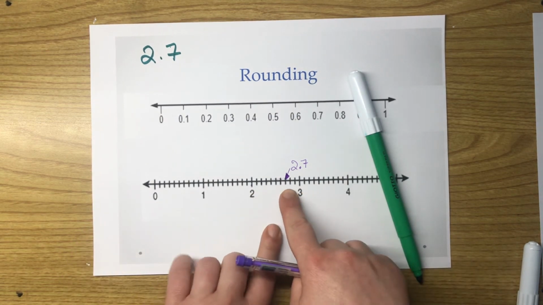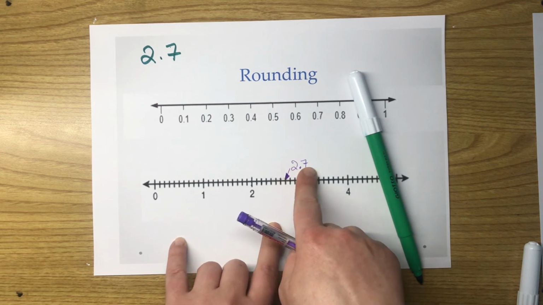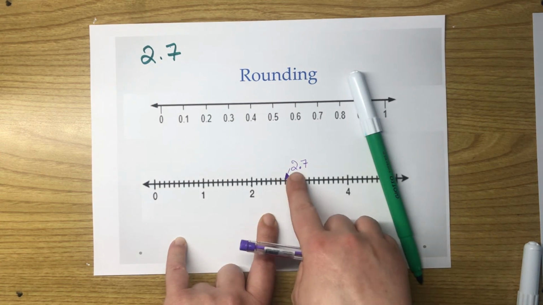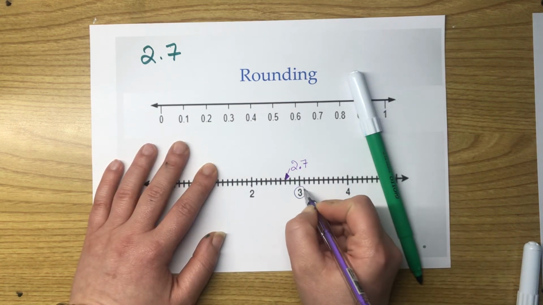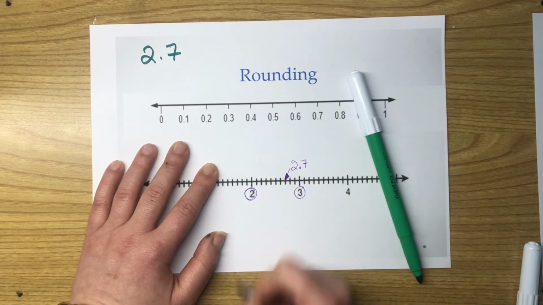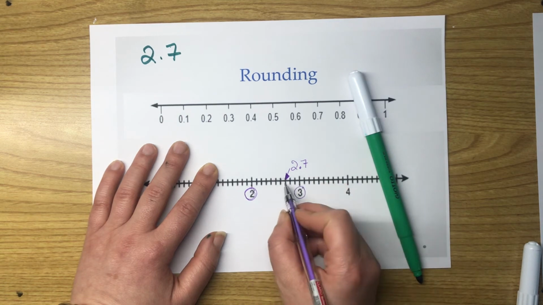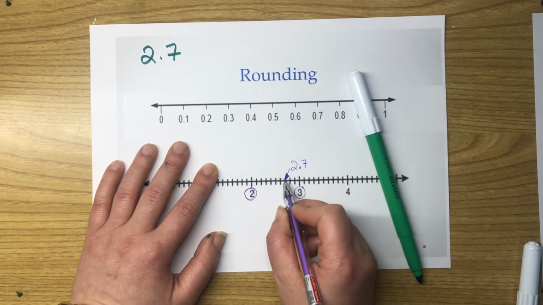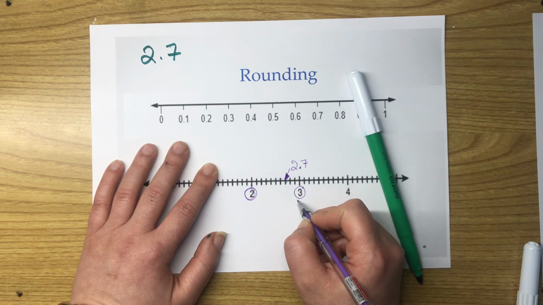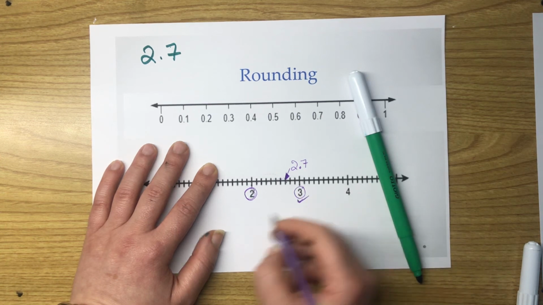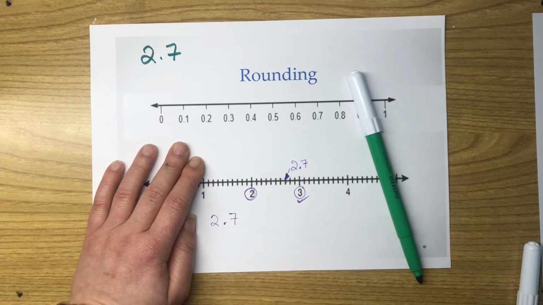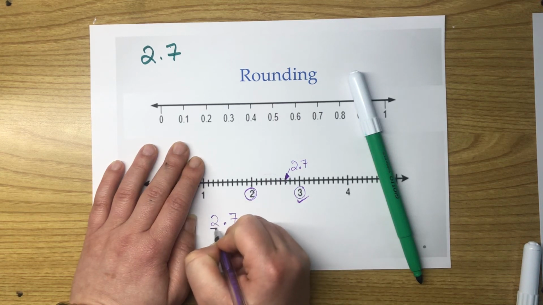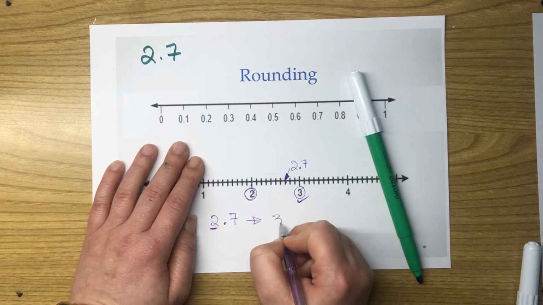The 2.7 is between 3 as a whole number and 2 as a whole number. So 2.7, is it closer to 3 or closer to 2? It's closer to 3. So 2.7 rounded to the nearest whole number is 3.